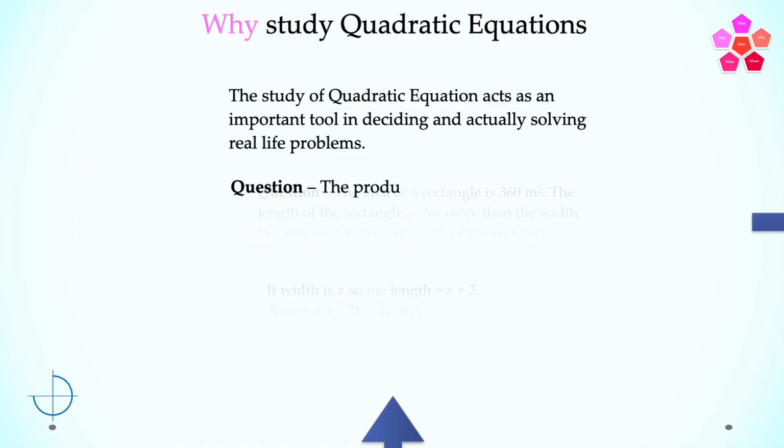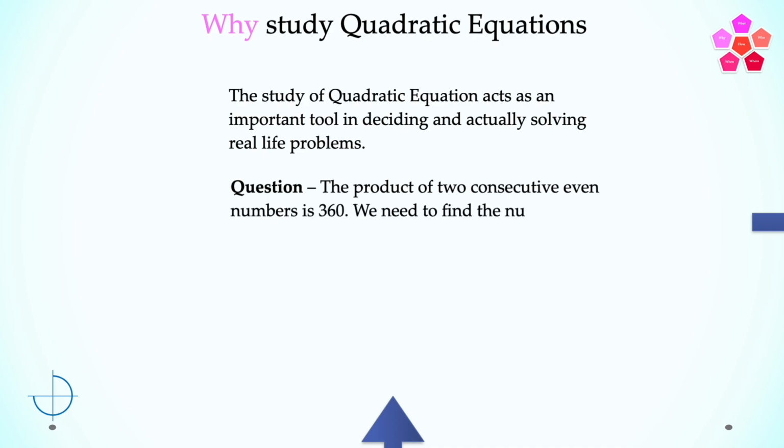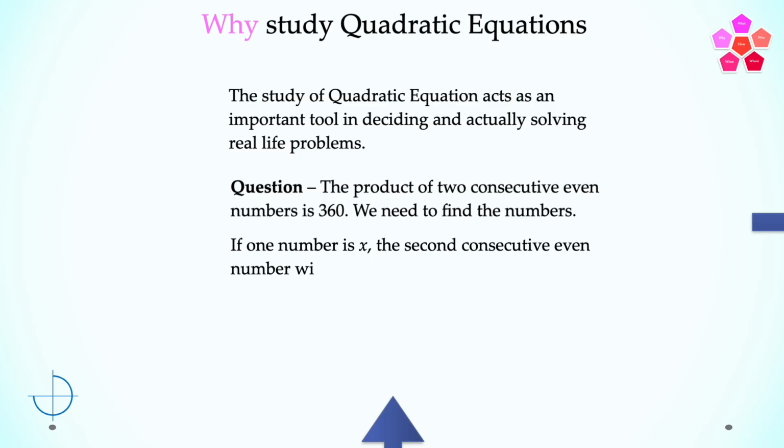So let's look at another problem. The product of two consecutive even numbers is 360. We need to find the numbers. If one number is x, the second consecutive even number would be x plus 2, and their multiplication is 360. So we have x multiplied by (x plus 2) as a whole is equal to 360, which implies x squared plus 2x minus 360 is equal to 0.